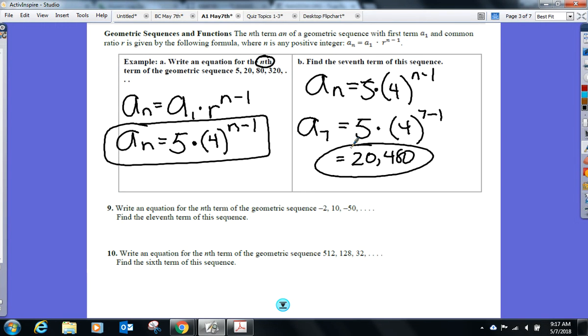Now look, can you cheat and just go times 4 times 4 times 4? Sure. But what's going to happen when I make this find the 200th term? I highly doubt some of you are going to take the time to do that. That's why it's good to know the formula. Let's keep this train going.